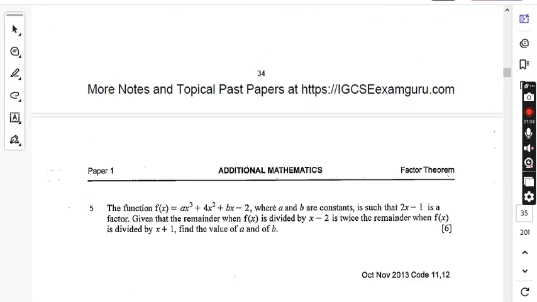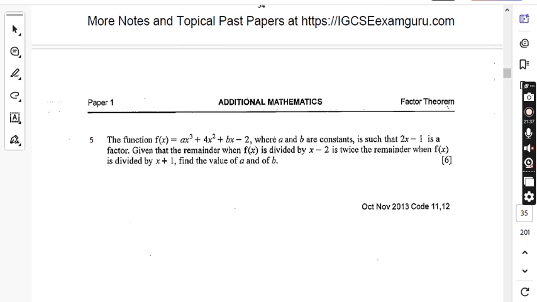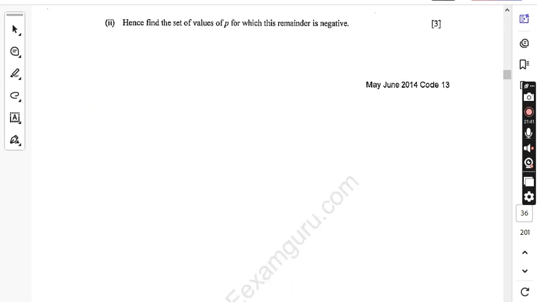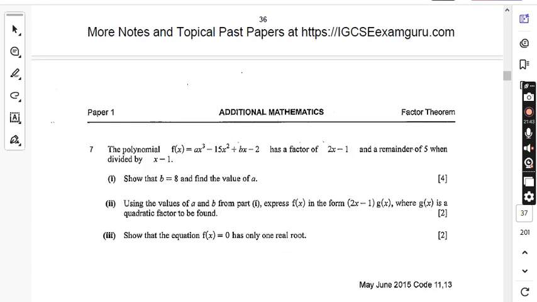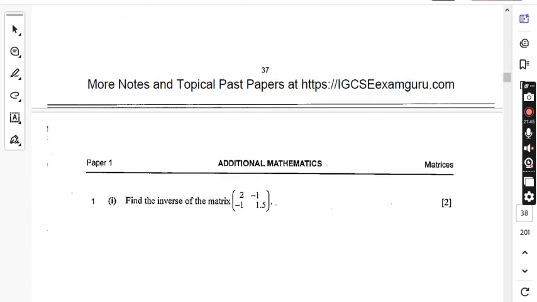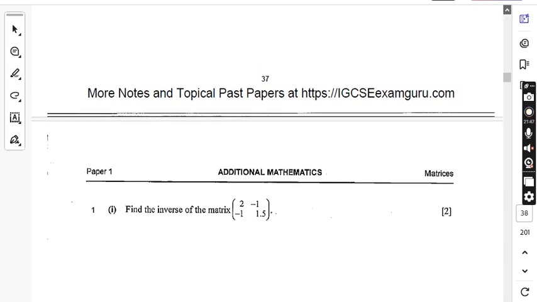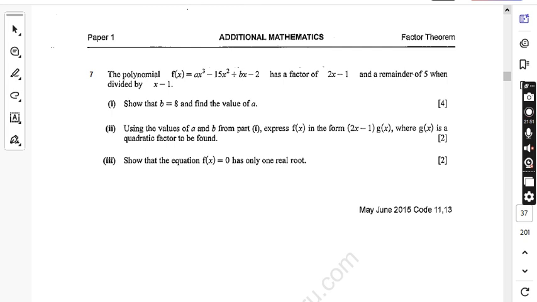3, 4, 5, 6, 7. So there are 7 questions in this topic. We will do each and every question. These are paper 1, and after this we will do paper 2 factor theorem and remainder theorem.